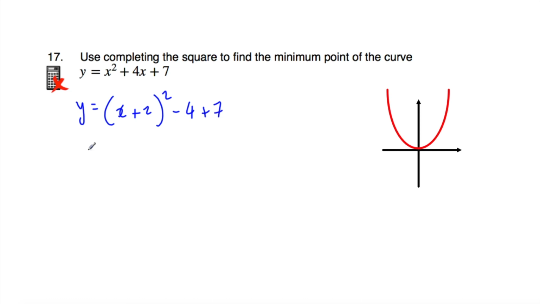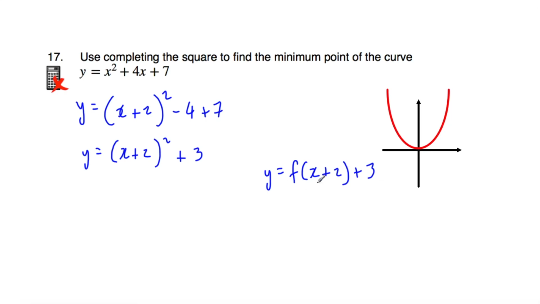Minus 4 plus 7 is 3, so that'd be y equals (x plus 2) squared, plus 3. So we've done completing the square on the quadratic, so we've got y equals (x plus 2) squared, plus 3. Now we're going to consider our transformations of graphs, because if we let this y equals x squared graph be the function of x, then this would be y equals f of (x plus 2), plus 3, because we've got the plus 2 inside the brackets, and then we've got plus 3 outside.